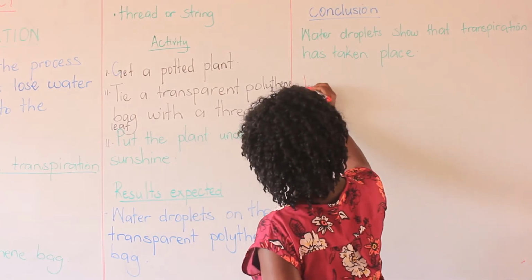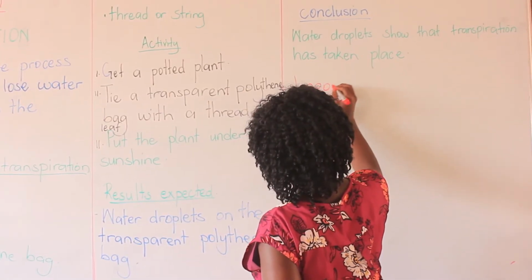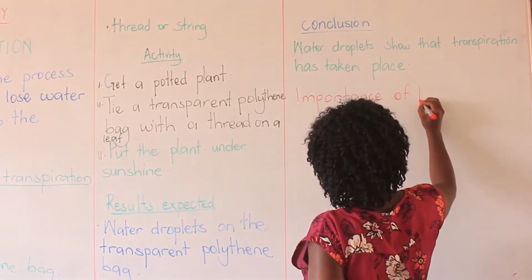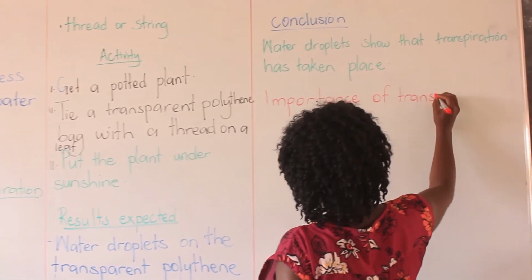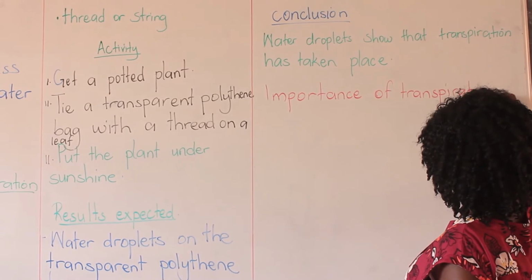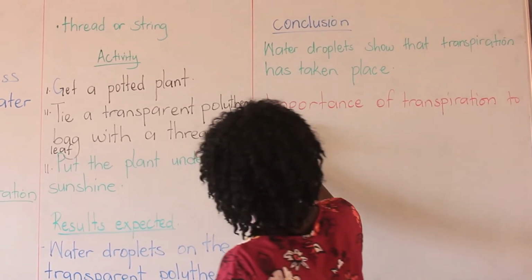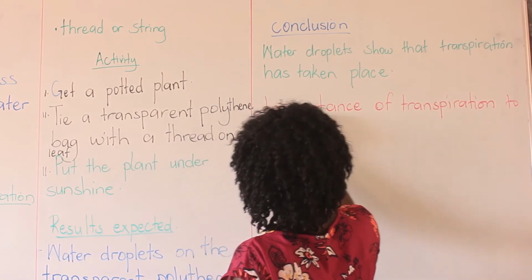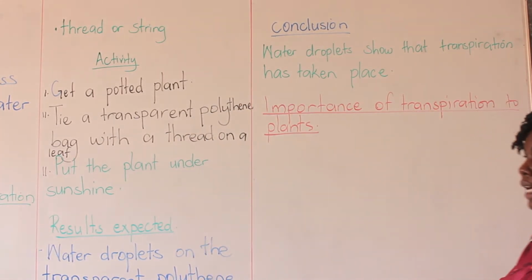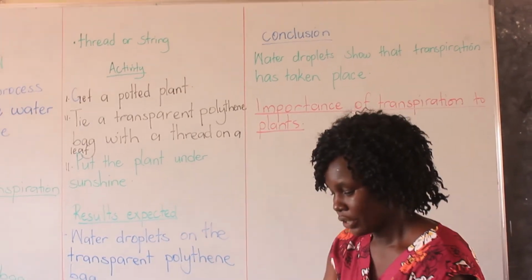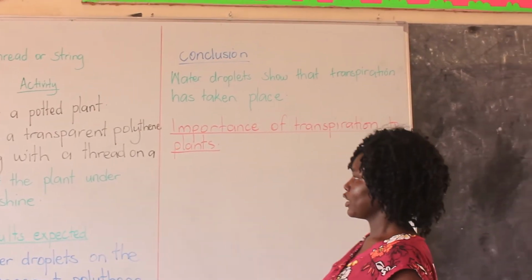Then we can talk about the importance of transpiration to plants. How is transpiration important to a plant? Transpiration helps plants to cool.